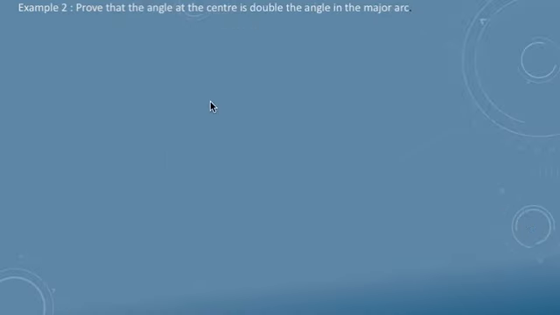Right, example 2. Prove that the angle at the center is double the angle in the major arc. So we already practiced doing this, but now we're going to prove why it is true. So we're doing the sketch again. Again, label some points.